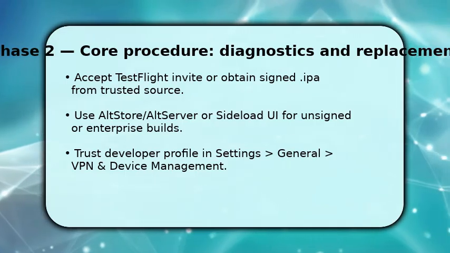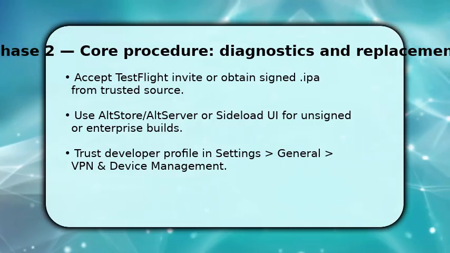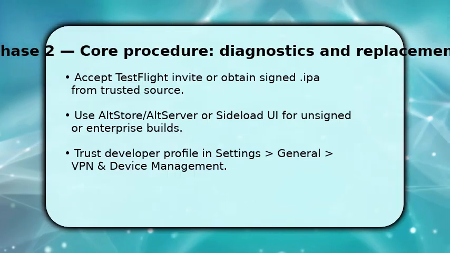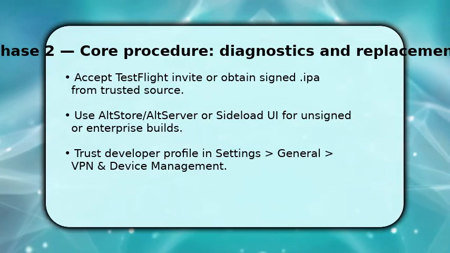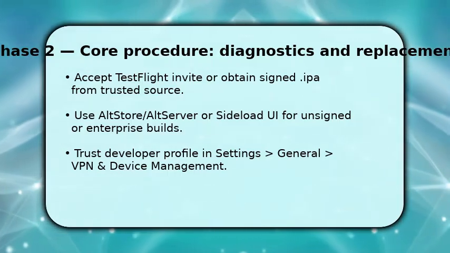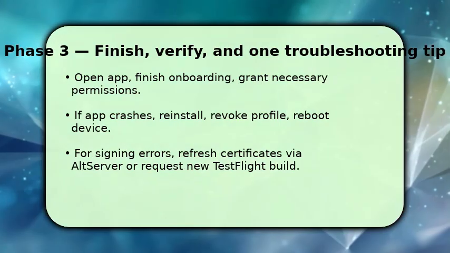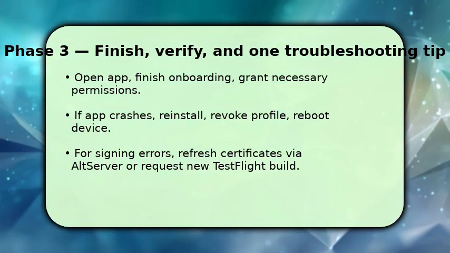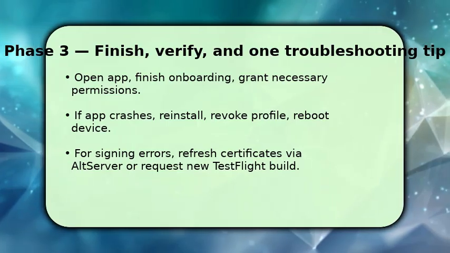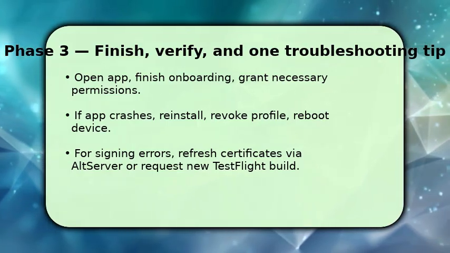Once the app appears, go to Settings, then General, and trust the developer profile. This step lets iOS launch the app. Make sure to monitor prompts and allow requested permissions. You finish by opening Nugget, completing the onboarding and granting camera, notifications, or local network access as required.